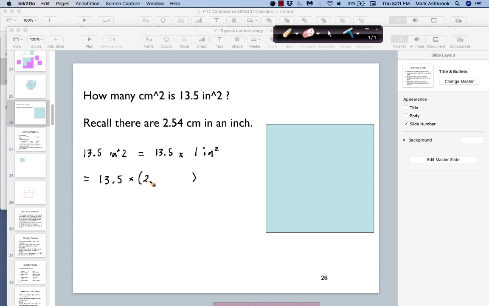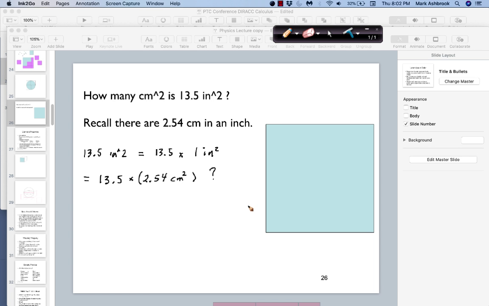So here's an assumption that you might make, that if 1 inch is 2.54 centimeters, then 1 inch square is 2.54 centimeter squares. So did you do that? And is that right? So let's talk about that.